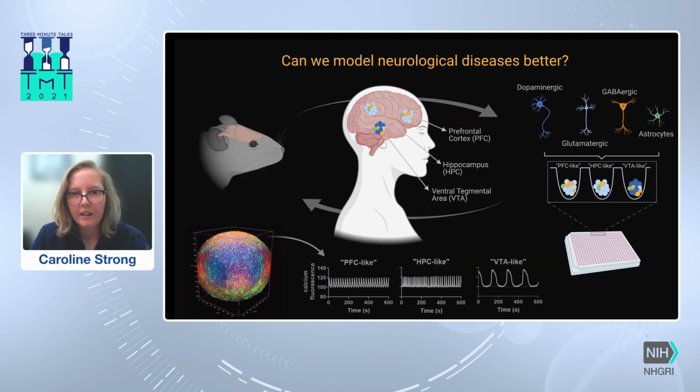spheroid. These graphs show the activity within our spheroids, and you can see how those containing mostly excitatory glutamatergic neurons, which are the ones modeled off the PFC and hippocampus, are more active than those with mostly dopaminergic neurons, like the one modeled off the ventral tegmental area.